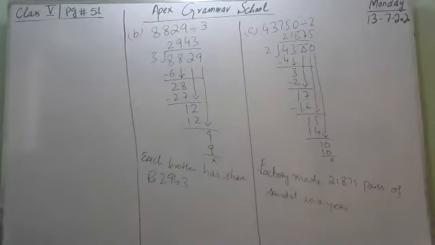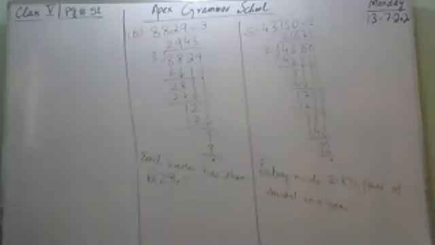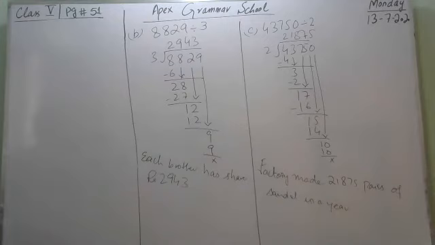Last part of this question is 10,540 kg of mangoes are packed into 5 kg boxes. How many boxes will be there? To find out the number of boxes, we have to divide the amount of mangoes by 5.